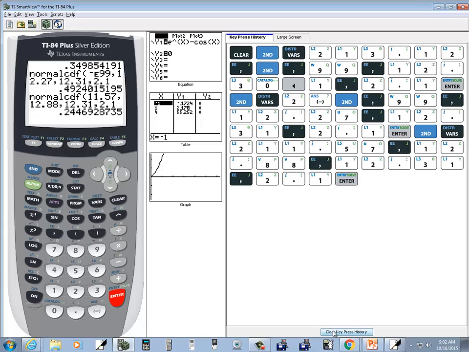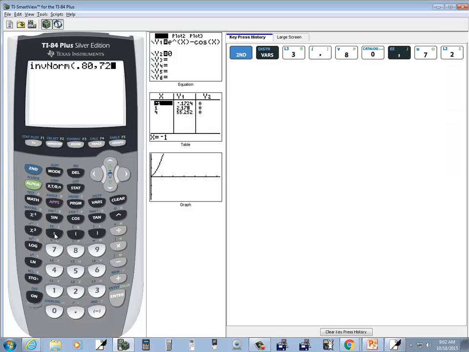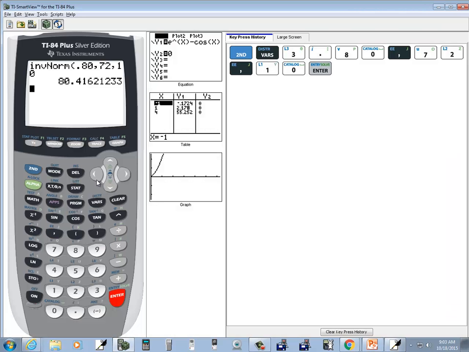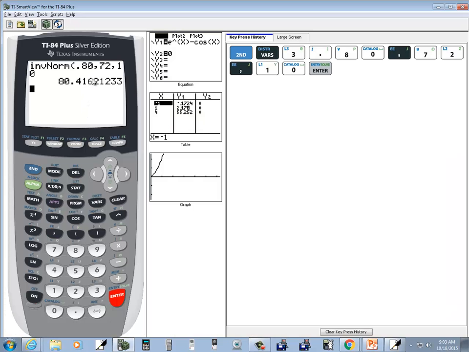So we'll do 2nd Vars and choose invNorm. Then 0.8 or 0.80, comma, 72, comma, 10, and then push enter. We'll take it to 2 decimal places, so we got 80.42. I round up because this is 5 or greater.